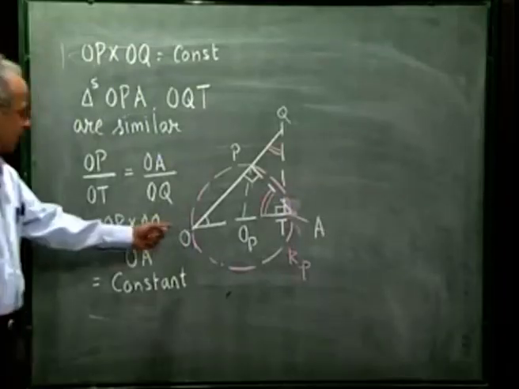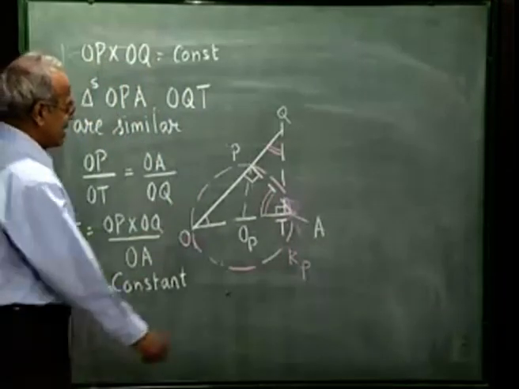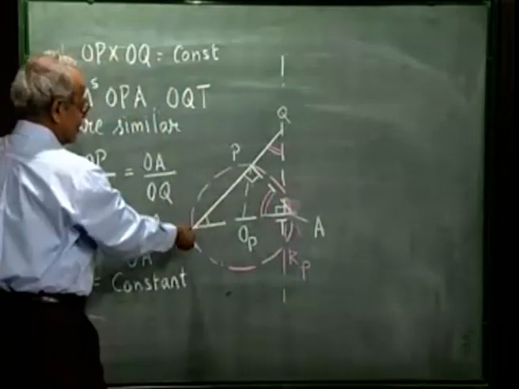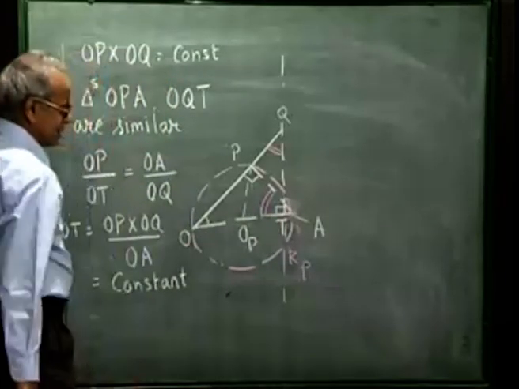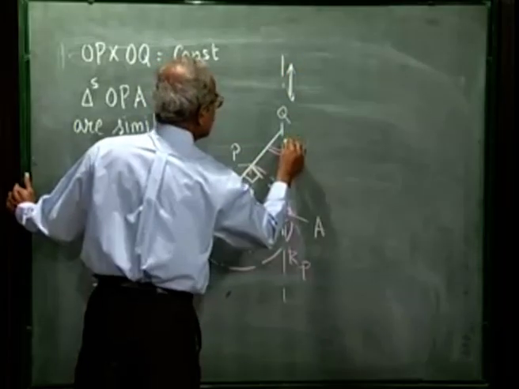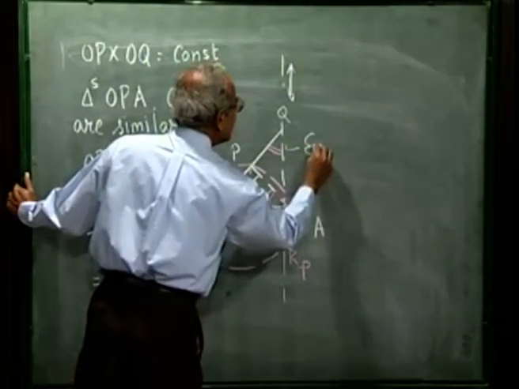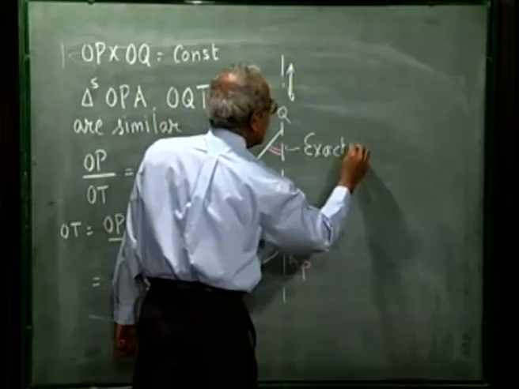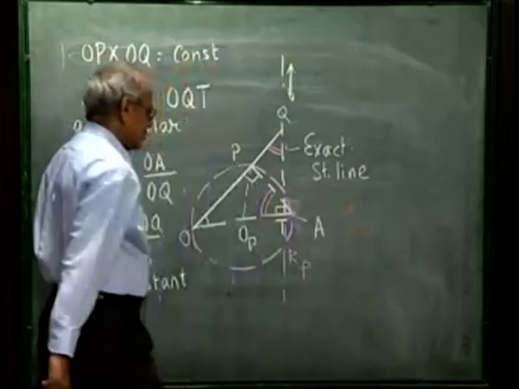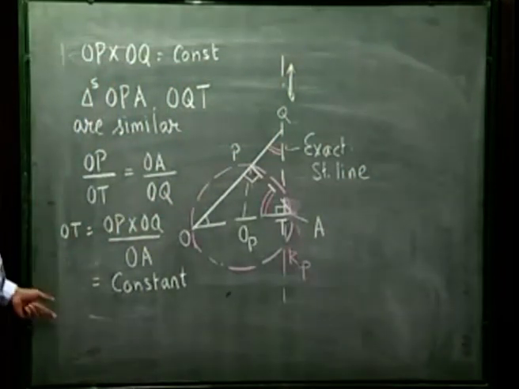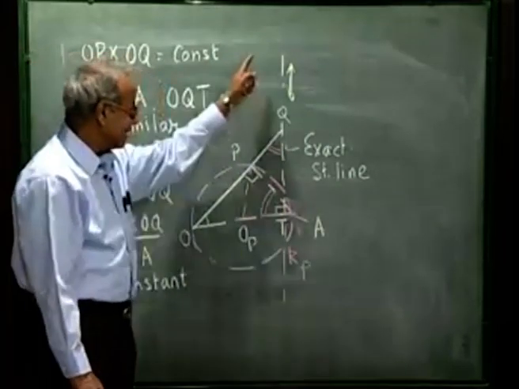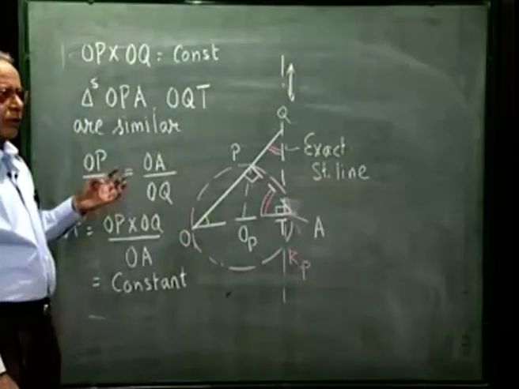What is the implication of OT remains constant? As the point Q moves, that Q must be moving along this straight line such that the projection of OQ on OA remains constant. So, Q is generating this exact straight line. So, this is a special case of that inversion when the circle generated by Q becomes a circle of infinite radius, that is a straight line.